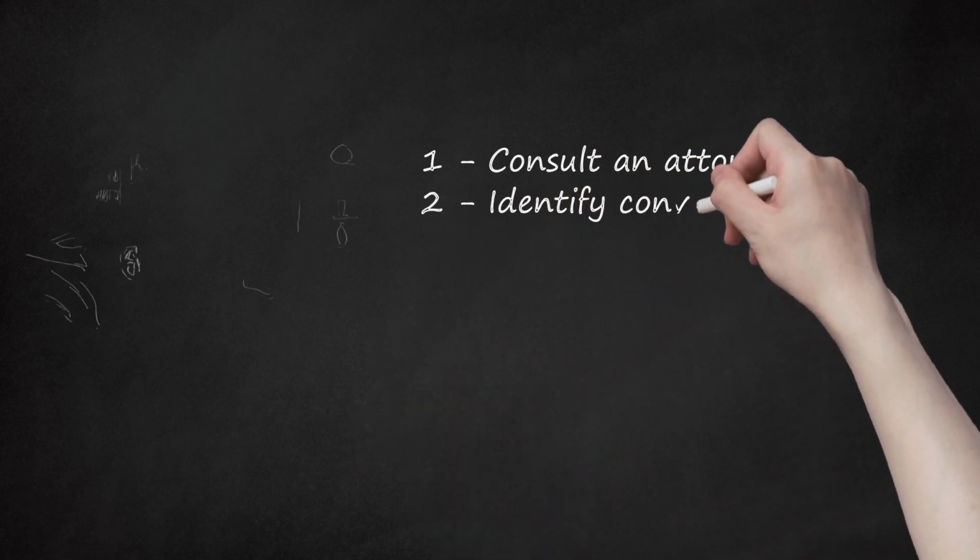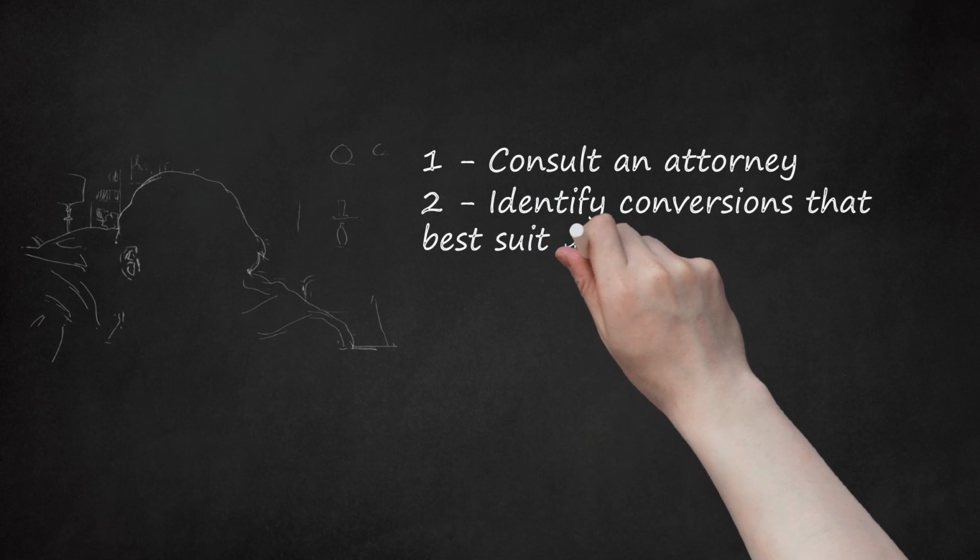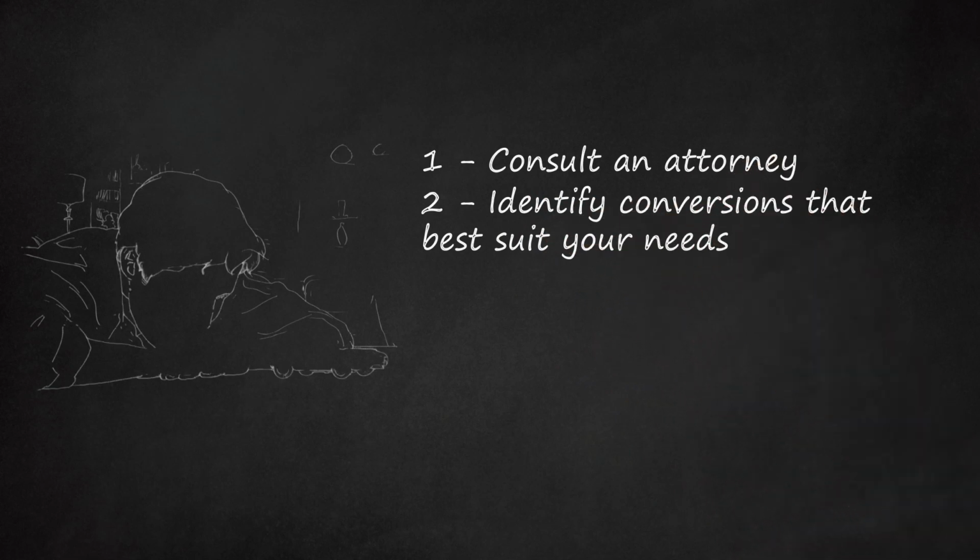2. Identify conversions that best suit your needs. Converting some of your liquid assets into exempt assets may benefit you more than simply leaving them as they are. However, you need to make sure the benefits outweigh the losses. For example, you can use liquid assets to pay down a mortgage. This benefits you in that you won't have as many mortgage payments to make. However, you lose the flexibility that comes from having those liquid assets.